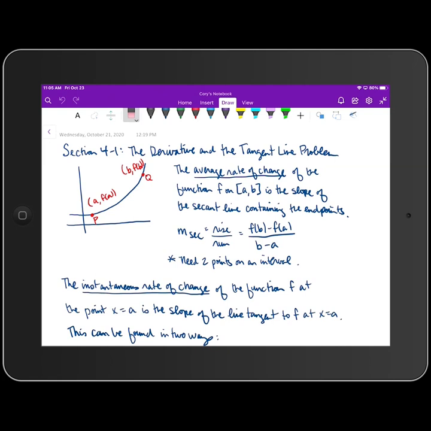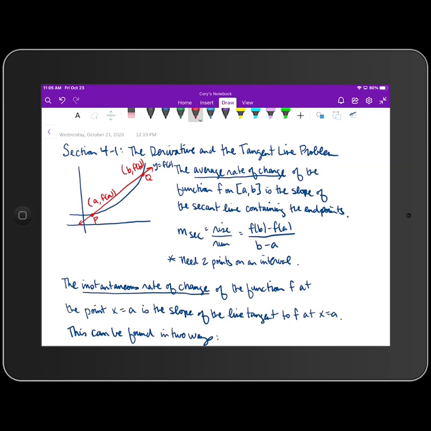Okay, so if we have some curve, which we have here, y is equal to f of x, we've identified 2 points on the graph of that curve. We have the point P, which has coordinates a comma f of a, and then we have the point Q, which has coordinates b comma f of b. So if we want to calculate the average rate of change, we want to find the slope of the segment that contains those 2 points. I'm going to go ahead and draw that line in red.